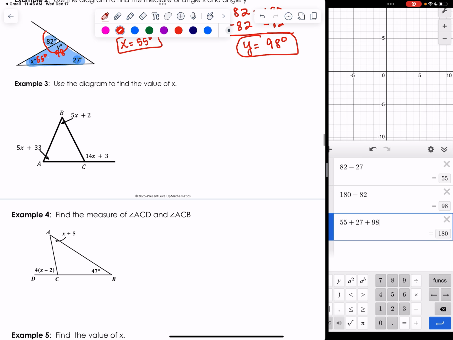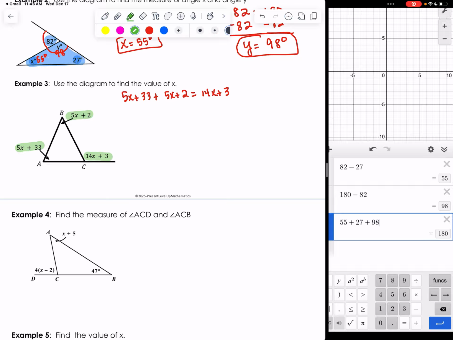Example 3. Use the diagram to find the value of x. Here's what we've got. We've got an exterior angle right here, and it would match up with these two remote interior angles. Remember, to find your exterior angle, you add up your two remote interior angles. So if I added 5x plus 33 to 5x plus 2, I should get the exterior angle, which is 14x plus 3.